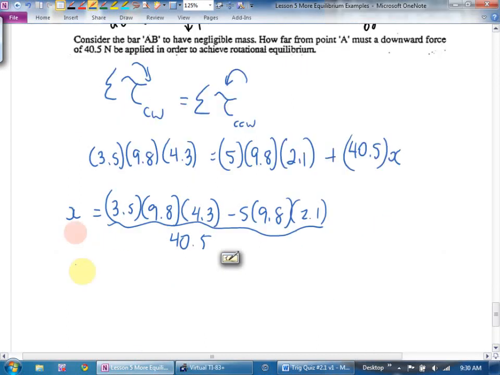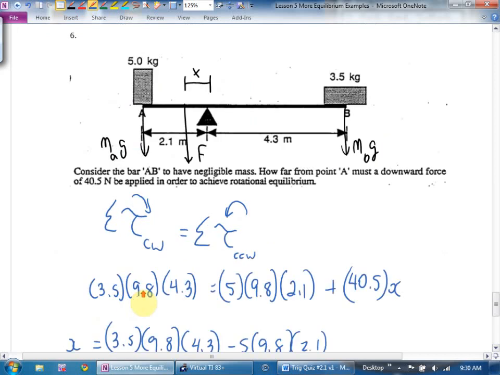The last thing, again, my brain works weird. When I calculated very quickly the torque here and the torque here, I think I went mass times distance. I don't think I included the 9.8. Not that it made a difference in terms of figuring out which one was bigger, but I should have.